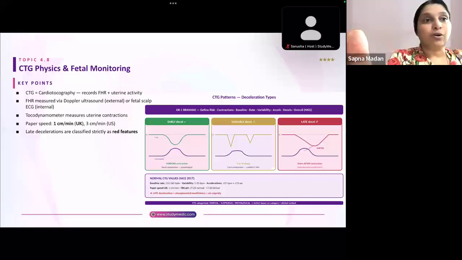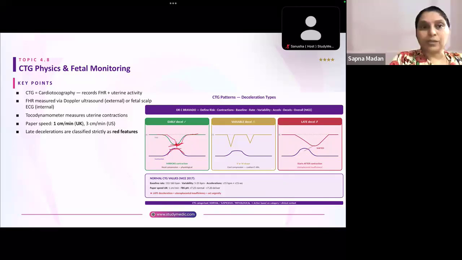And any late decelerations, because this is a new update, so reiterating that, are classified strictly as red features. So like we said, if you can see the early decelerations, they are coming at the peak of the contraction and the trough of the deceleration is corresponding. Okay, so this is known as an early deceleration. So basically they are mirroring each other. The contraction is mirroring the deceleration. This is a physiological sign of head compression and we do not consider it worrisome.